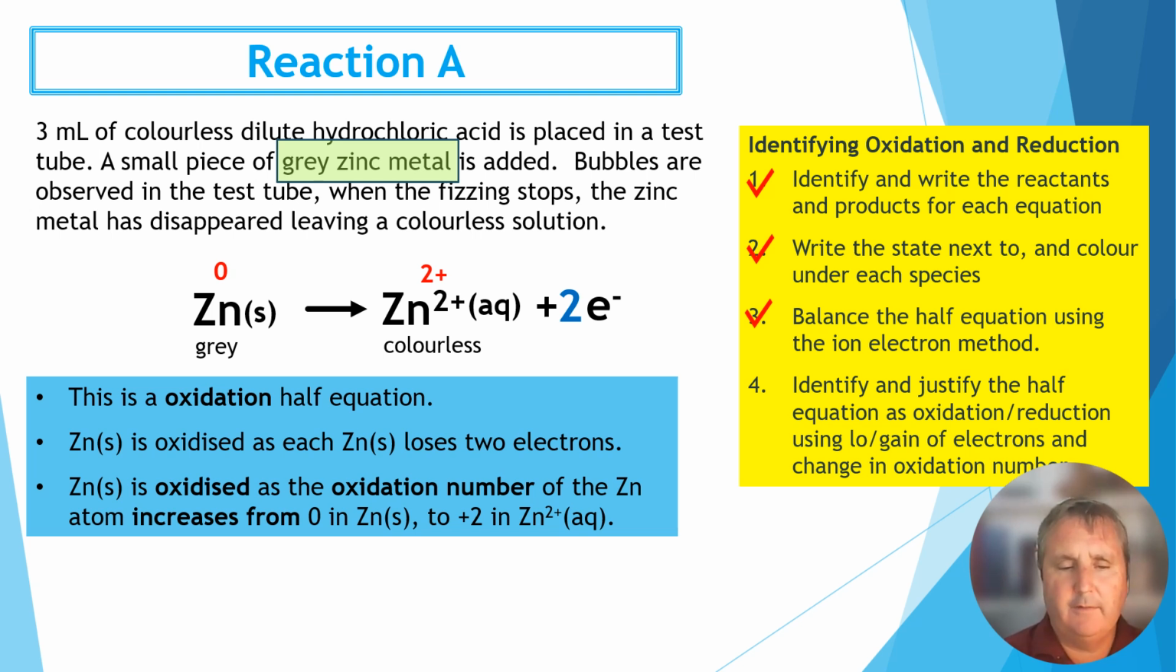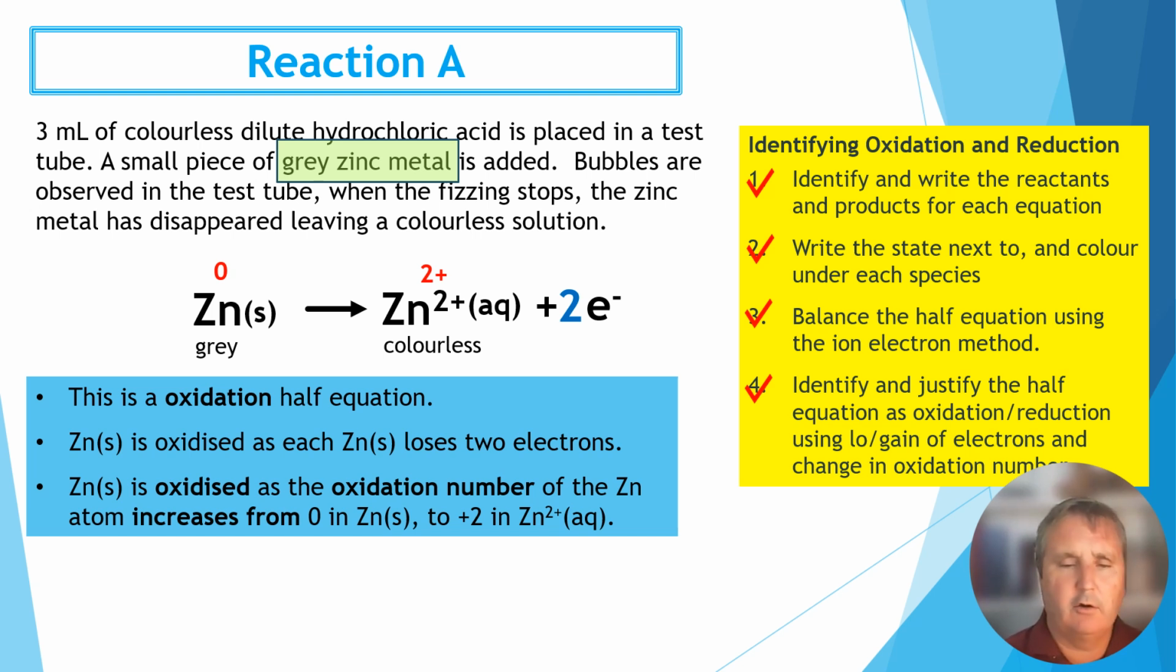If you're writing down this explanation, make sure you're specific. You say what the oxidation number is and what species it's in. It's 0 in zinc solid to +2 in zinc 2+. So it's increased, so this is oxidation. Now we've actually covered all 4 of these points. We've identified the reactants and products, we've identified their states and colors, we've balanced the half equations, and we've justified whether they're oxidation and reduction.